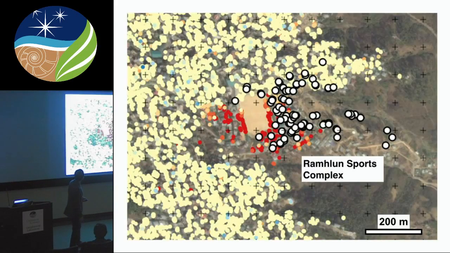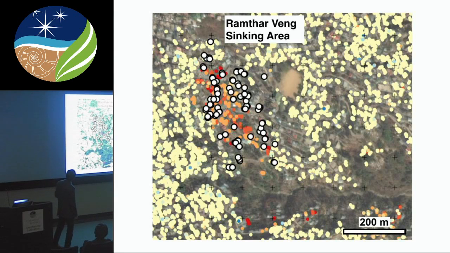If I go back and put things together, you can see the white circles are the in situ measurements, and the red pixels are the InSAR. It agrees fairly well, and it agrees fairly well here as well.